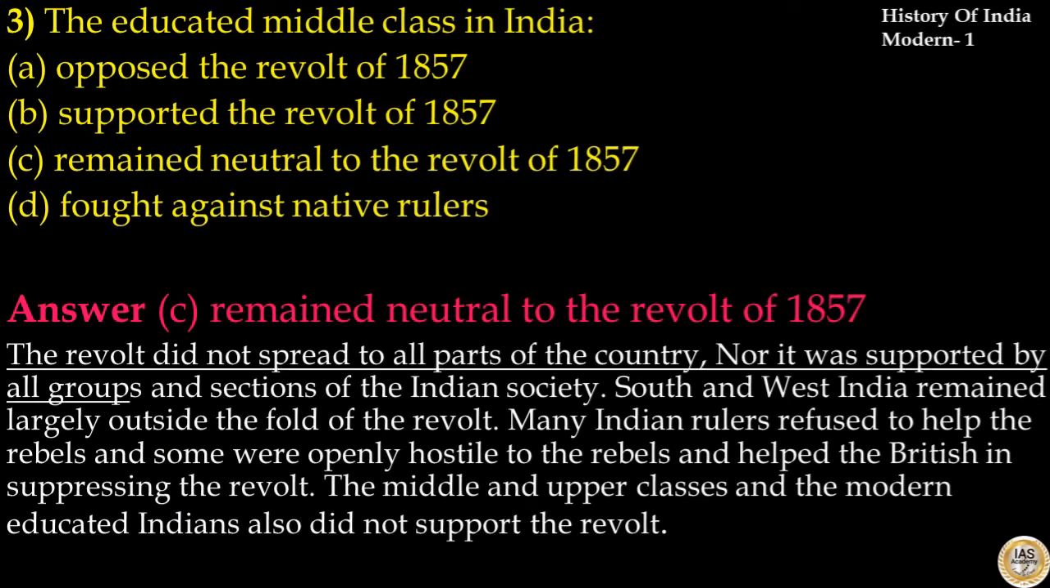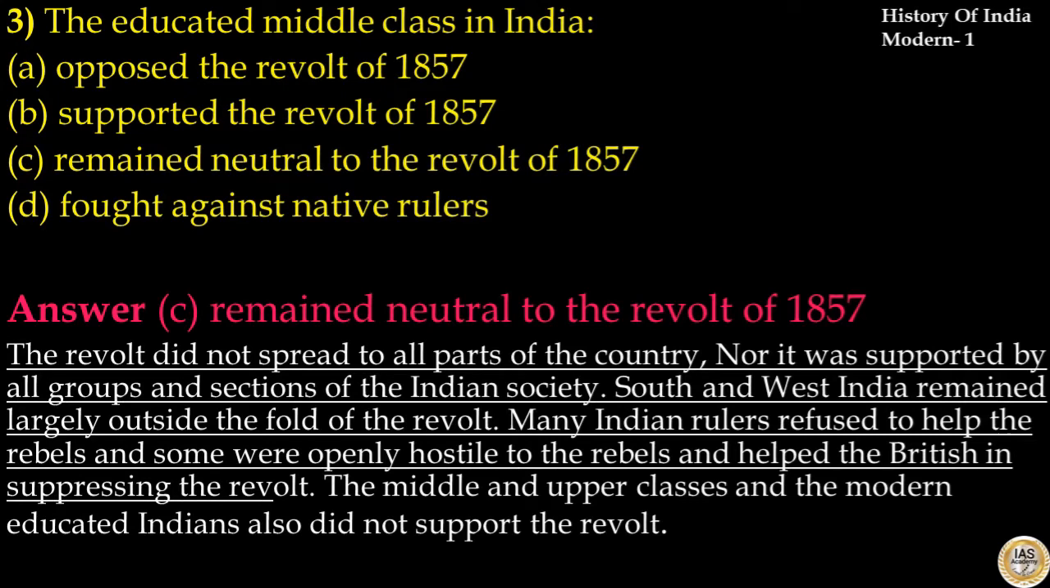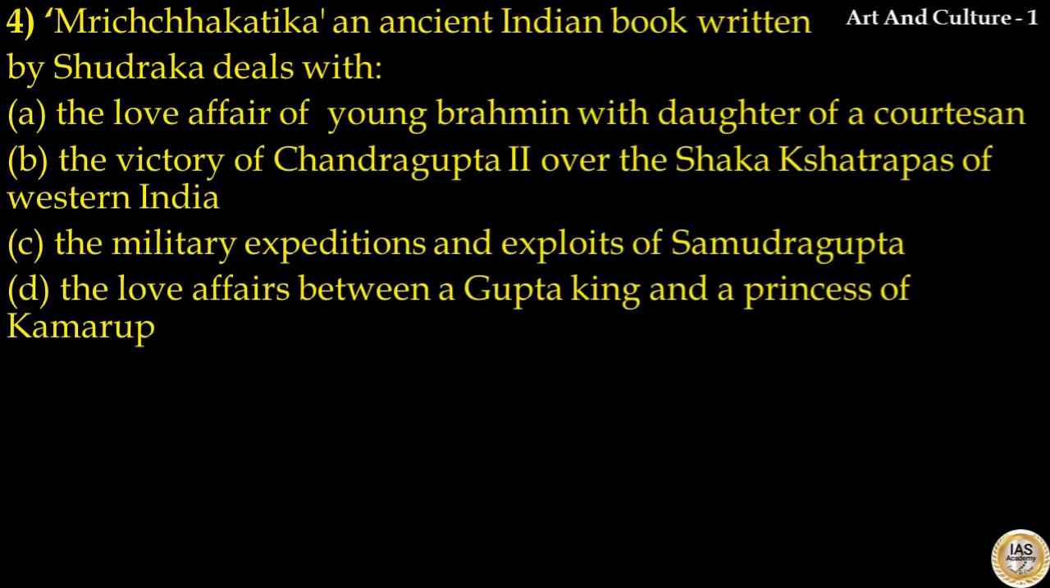The revolt did not spread to all parts of the country, nor was it supported by all groups and sections of the Indian society. South and West India remained largely outside the fold of revolt. Many Indian rulers refused to help the rebels, and some were openly hostile to the rebels and helped the British in suppressing the revolt. The middle class and upper classes and modern educated Indians also did not support the revolt. So here answer to this question is option C.